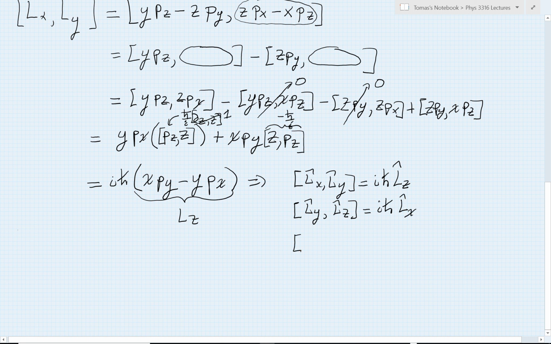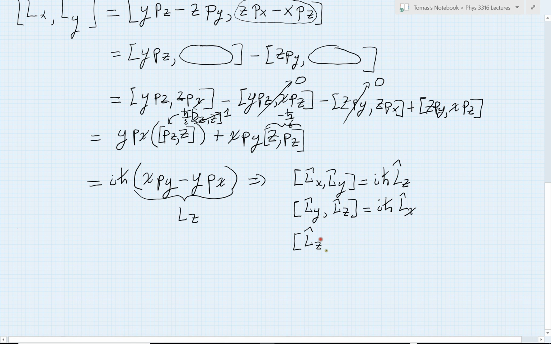And we can do it again. Cycling forward, we would have L hat y becomes z, commuted with then z becomes x. And then finally, I have i h bar, and Lx then would become L hat z.